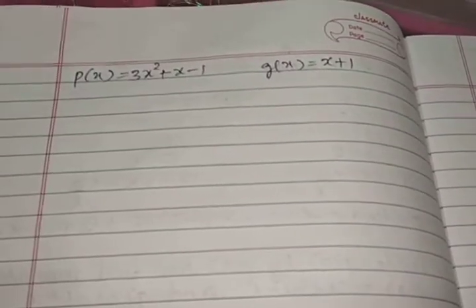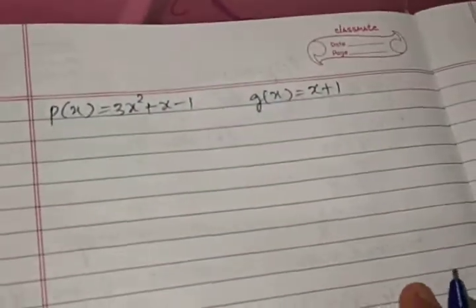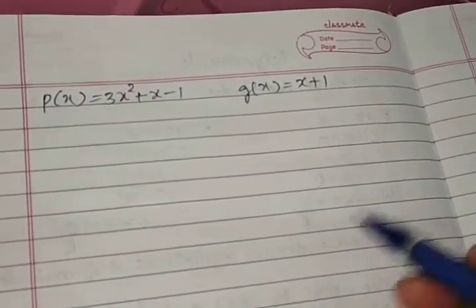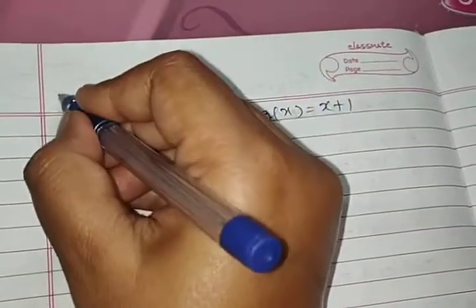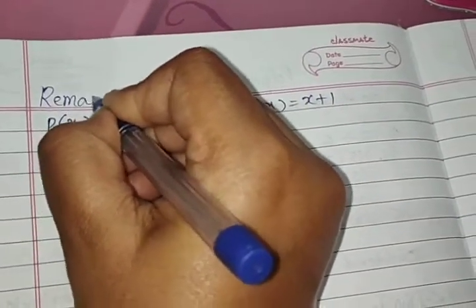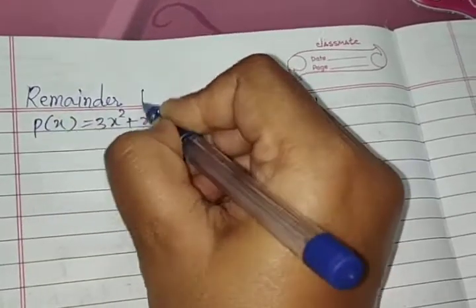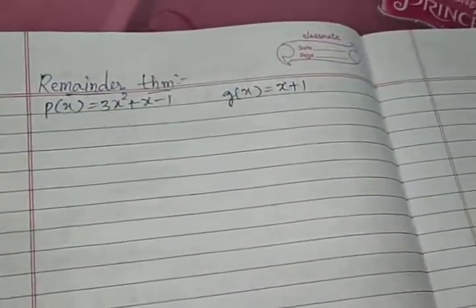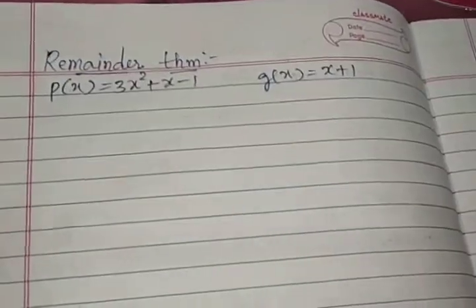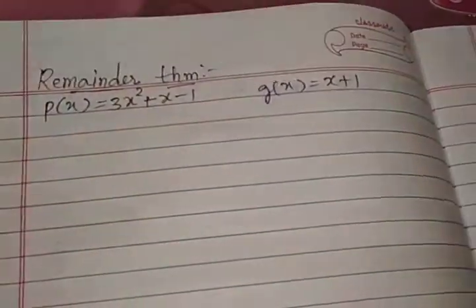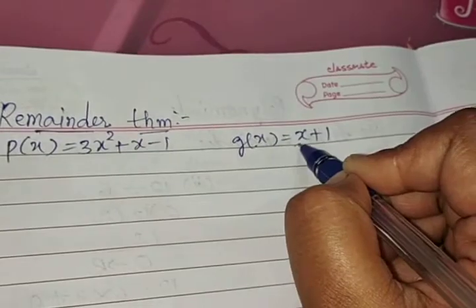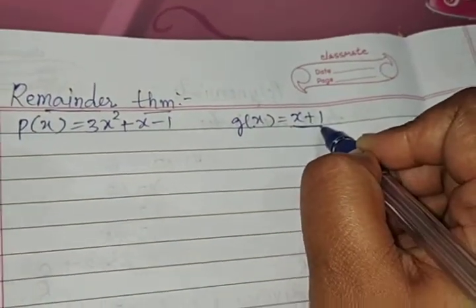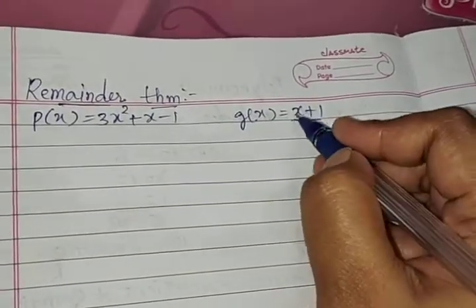We'll be seeing how to find the remainder now. Friends, you already know how to find the zero of the polynomial. So here we are going to use that method to find the remainder using the remainder theorem. There are two ways to find the remainder of any polynomial when it is divided by the other polynomial. The first step is to consider the divisor. Here the divisor is a linear polynomial, and we have learned to find the zero of a linear polynomial.